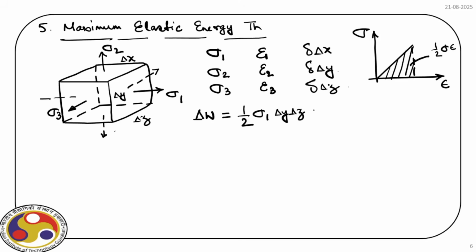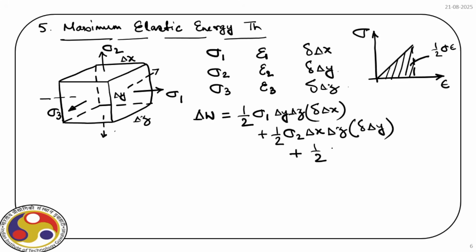and the respective elongation is delta x, right? Similarly, we can also consider 2 other faces, sigma 2, and for that we have the projected area delta x times delta z, and then the variation in length. Third one is half sigma 3, then corresponding area times the elongation. Okay.